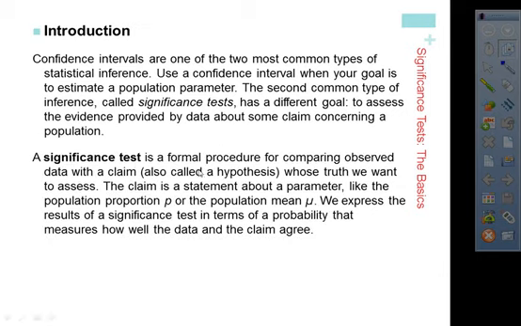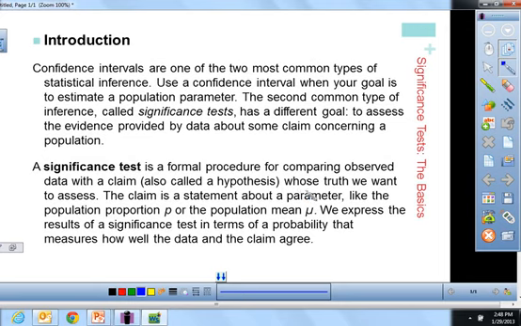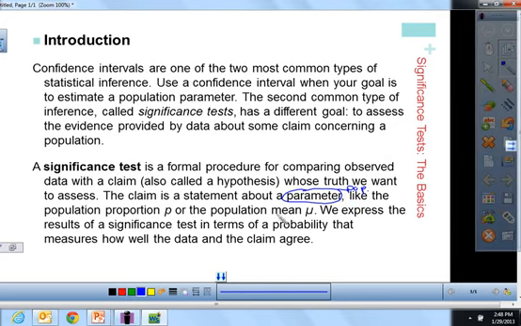A significance test is a formal procedure for comparing observed data with a claim. So we compare what we get when we actually take our sample to a claim, and that's called the hypothesis, whose truth we want to assess. The claim is a statement about a parameter. Remember, a parameter deals with the population, so that should be what registers in your brain when you read parameter. So a statement about the population, like the population proportion p or the mean mu. Know that your hypothesis is always going to be written with a p or a mu in it. You're going to use those symbols because we're representing the population.